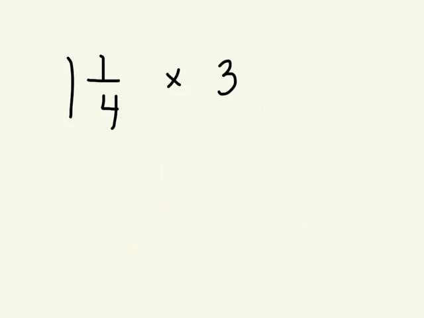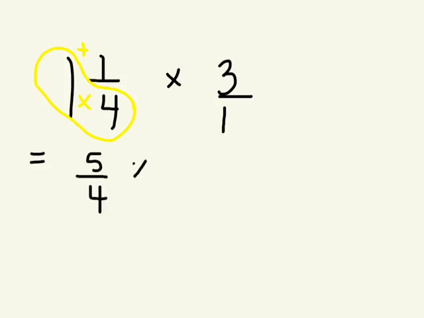Good. Okay, so if I had 1 1/4 times 3 as a second example, I know that this is equivalent to 3 over 1. And once again, we have a mixed number. I want to turn that into an improper fraction. So what would that be as an improper fraction? So 1 times 4, it's 4, plus 1, 5. Good. So it would be 5 over 4 times 3 over 1.